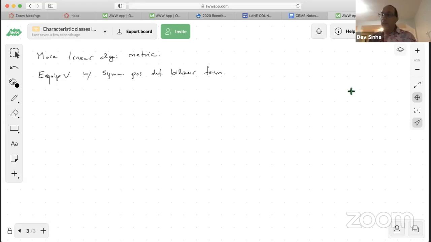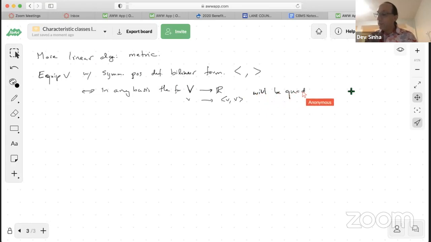We can also think about that as, then in any basis, if we apply the function from V to R, sending some vector to the value of the form, and I like to use brackets for the form, so V will be quadratic in all the coordinates. And so these are equivalent ways. We'll use this in a second.